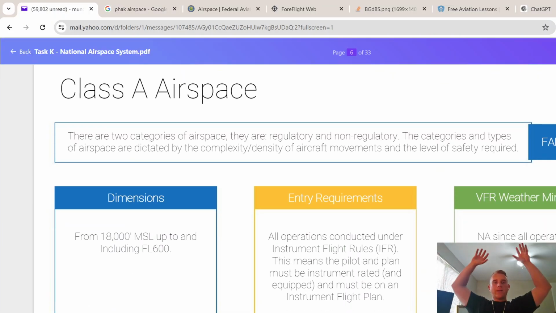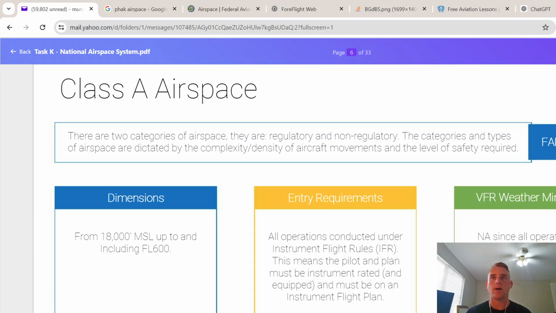Okay, Class A airspace dimensions. It is starting from 18,000 MSL up to flight level 600, which is 60,000 feet MSL. And I'm going to try to speak slower because I want to give you guys a brief moment to answer these out loud if you're driving or if you're at home, instead of just spouting out information to you, because that's going to help you study. If you have a moment to pause it and give me the answer. Okay, what are the entry requirements for Class A airspace?